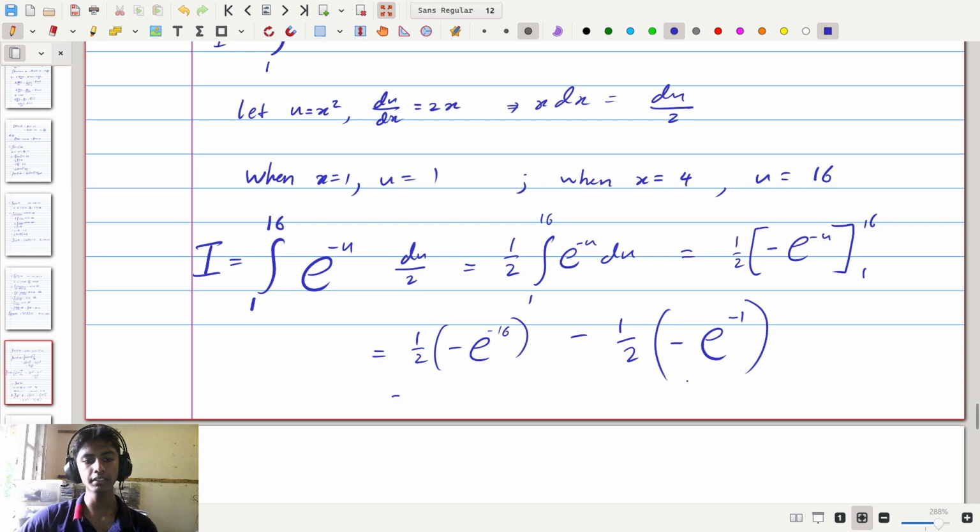Rearranging all of this, we can see that what we have is a half times this thing on the inside, which is going to be 1 divided by e minus 1 divided by e to the power of 16. So we can write that as 1 over e minus 1 divided by e to the power of 16. This right here is our final answer.